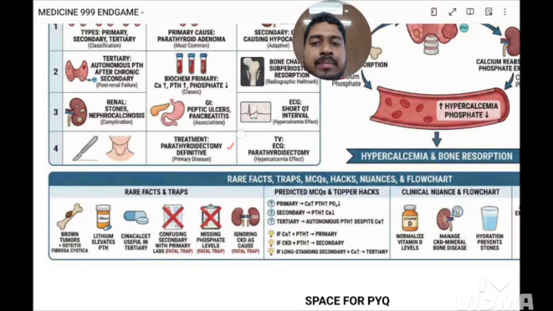Treatment is parathyroidectomy, which is the definitive treatment for primary hyperparathyroidism secondary to parathyroid adenoma or increased secretion of PTH. And second, after parathyroidectomy, we can have something known as post-parathyroidectomy hypoparathyroidism. Okay, that also can be seen.